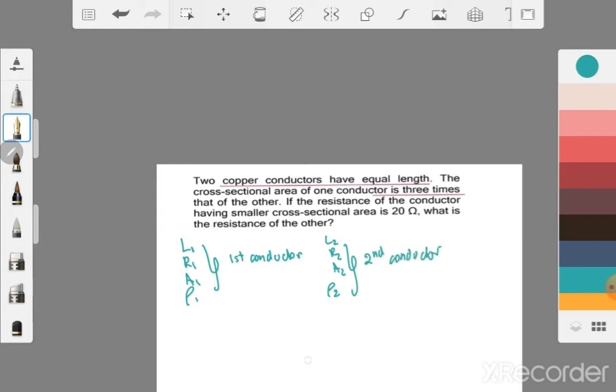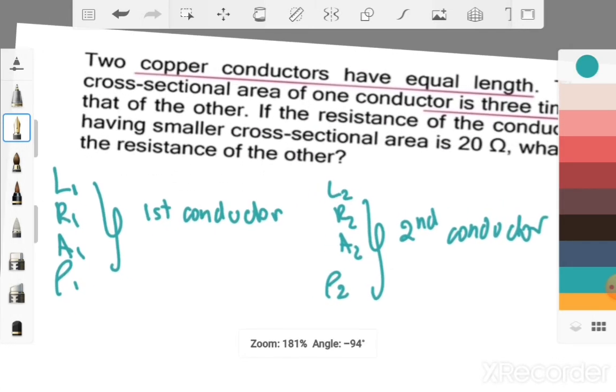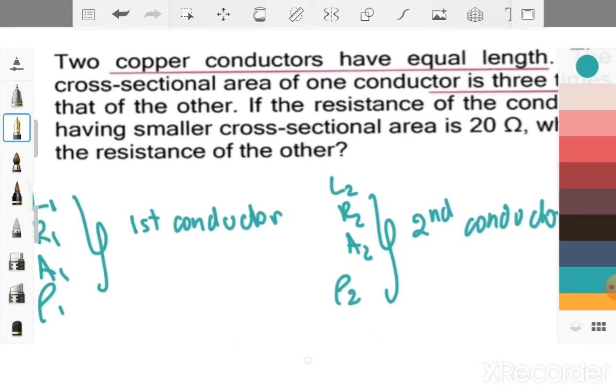Since we have two conductors, the first and the second, we would tabulate the given. The cross-sectional area of one conductor is 3 times that of the other. Both have equal length, so L1 is equal to L2. That is our first parameter.